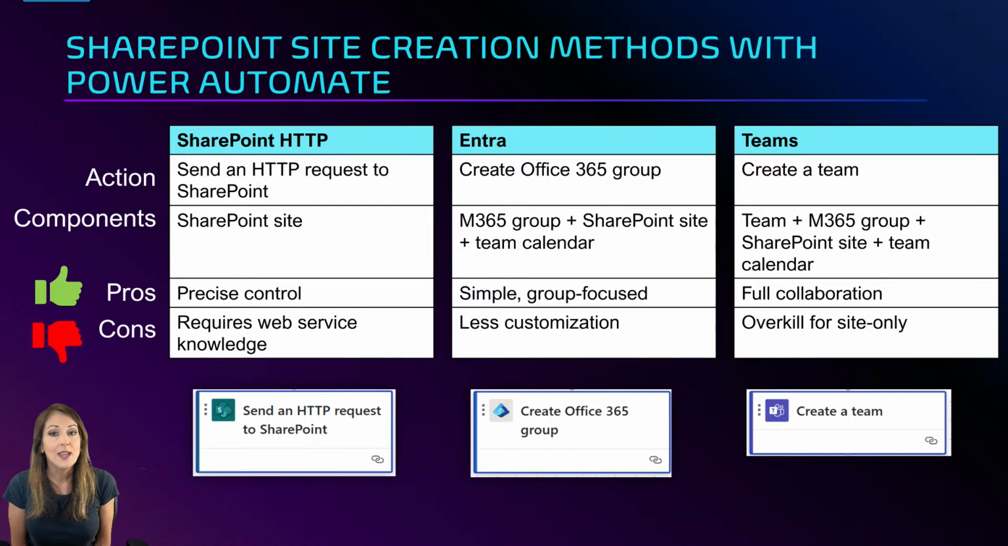And then the third method is just an action called create a team. And create a team also creates a SharePoint site. It also creates a Teams team, and of course a Microsoft 365 group also. So that's the one that creates the most stuff.